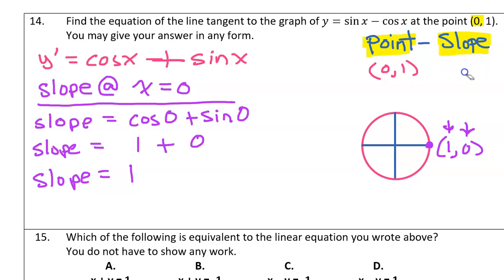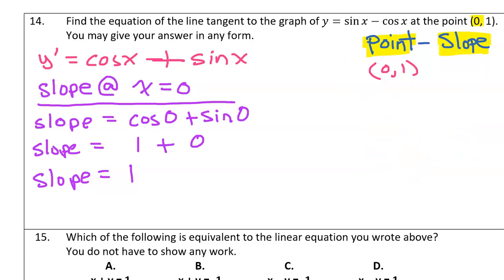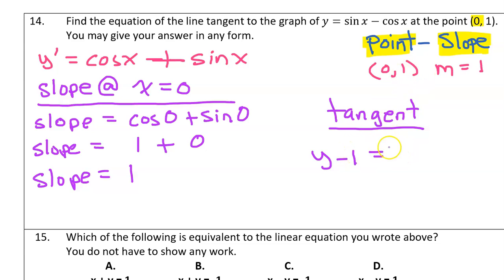So we just found the missing piece that we needed to write this equation. We had the point from the very beginning, and now we know that the slope is 1. If you have the point and the slope, you can write the equation of the tangent line using the point-slope form. So I'm going to say y minus y1. So y minus 1 is equal to the slope, which is 1, times x minus x1.